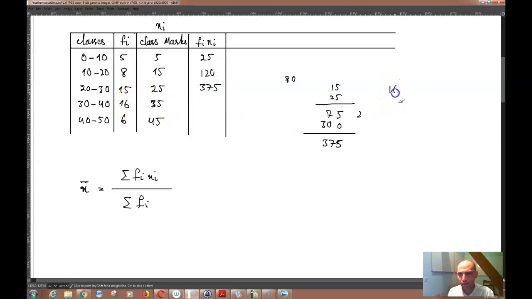16 times 35 is equal to 560. And then you have 6 times 45 is 270.